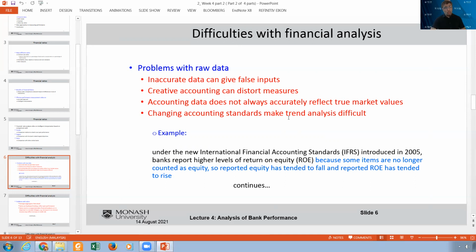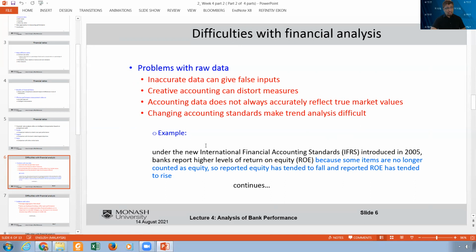Accounting data does not always accurately reflect the true market values, and this is clear because we are only dealing with the historical value. Changing accounting standards, as I mentioned, make trend analysis difficult. You cannot compare. If you were using LIFO last year, now you are using FIFO, and you keep shifting between those, then there is always a problem. I'm talking about inventory policies, for example, but you can talk about anything else. Accounting people know what I mean by LIFO and FIFO, and I think you have taken it in the accounting unit, which is the core unit.